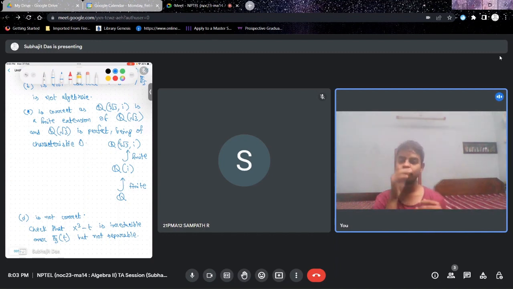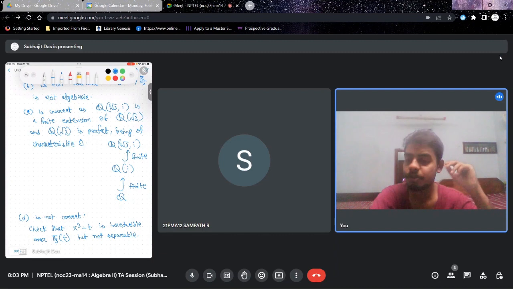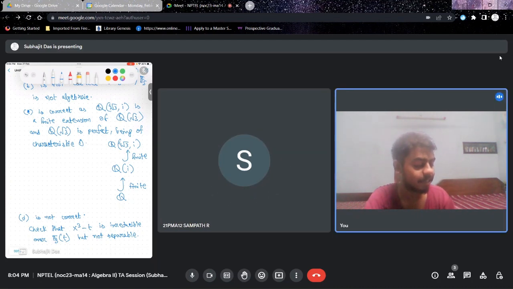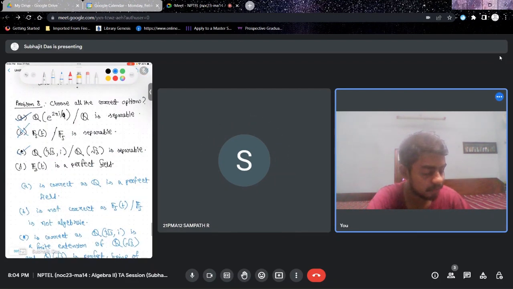So you can write this polynomial as (x minus alpha) whole cube, which means the roots of this polynomial are alpha, alpha, alpha, which means that the polynomial has repeated roots. The polynomial x cube minus t doesn't have all roots distinct, so it cannot be a separable polynomial. Okay, but do check that this is irreducible. So D is certainly not correct.